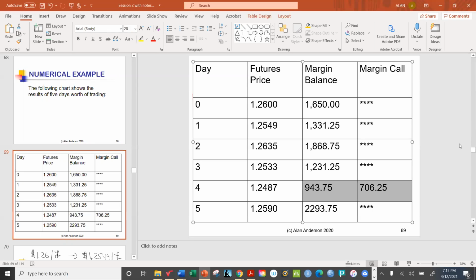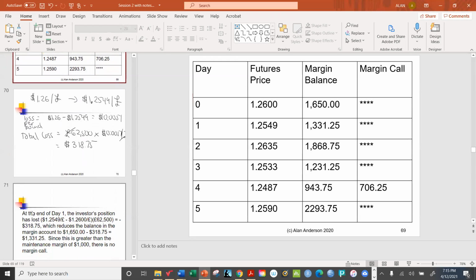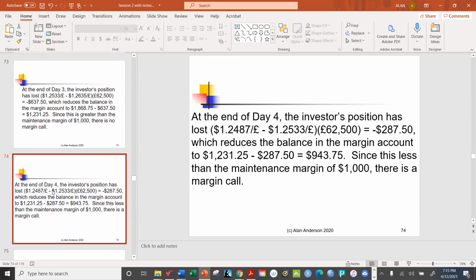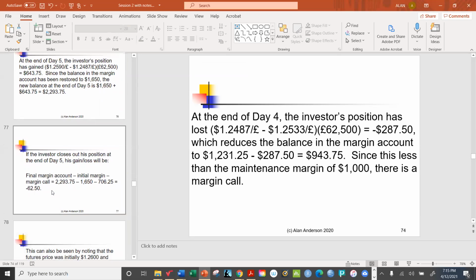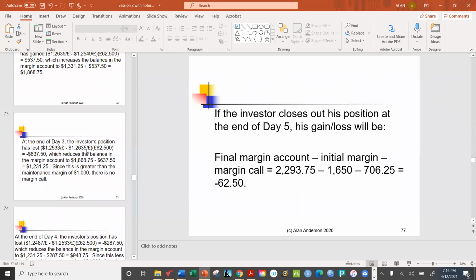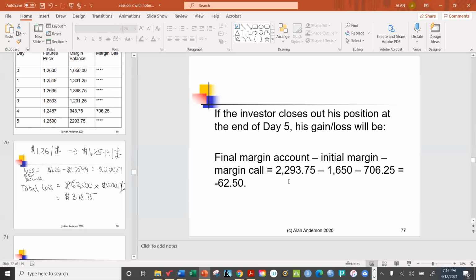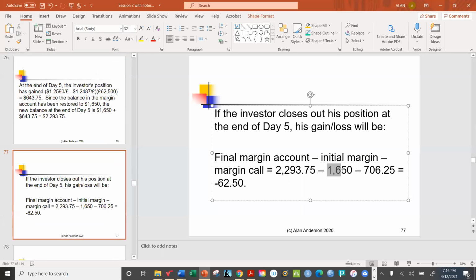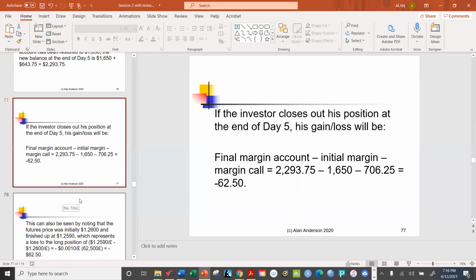And then the next day, all of a sudden, look at this. I made money, and my balance is all the way up to 2293.75. All right, so I've gone through, you can see in the slides, there's all kinds of detailed discussion of this, but we can see what's going on. So we close out our account. What's happened here, though, is that at the end, even though we were back up to 2293.75, when you consider that we initially put up 1650, and then we had another margin call of 706.25, this implies that our total losses to this account were $62.50. We have less than we started out here.